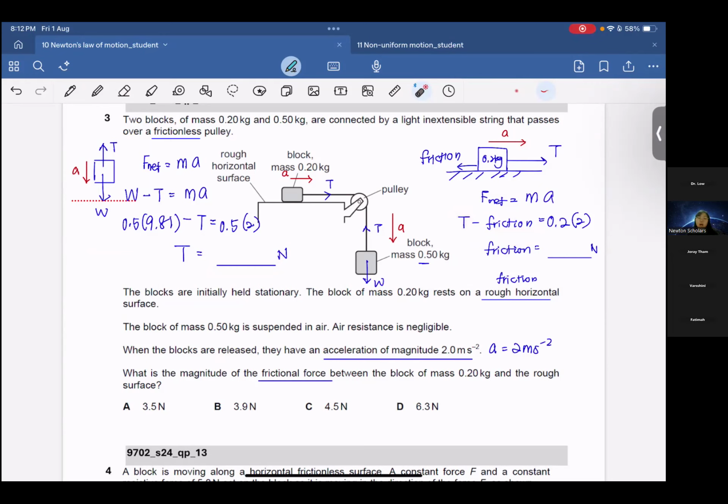Wow, so fast. A, correct. The rest of you try. Kai Qian, A. Rashini, A. Oh, very good.